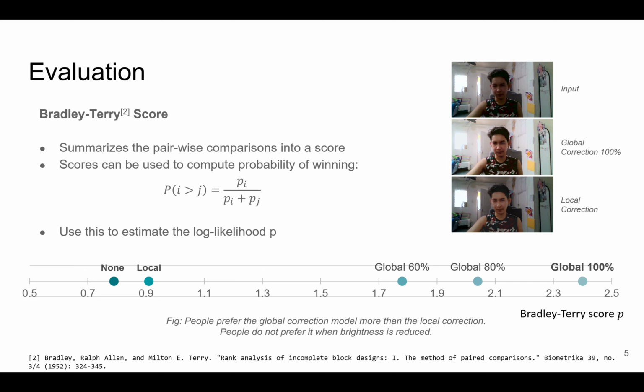To validate our intuition, we conducted a large P910 subjective study totaling 350,000 pairwise comparisons. Then to transform this into a ranking order, we use the Bradley-Terry model that gives us a real valued score P that maximizes the log likelihood of the observed pairwise voting. We see that people prefer global correction much more than local correction. And when we asked what factors affect their choice, people cite brightness as the most important metric.